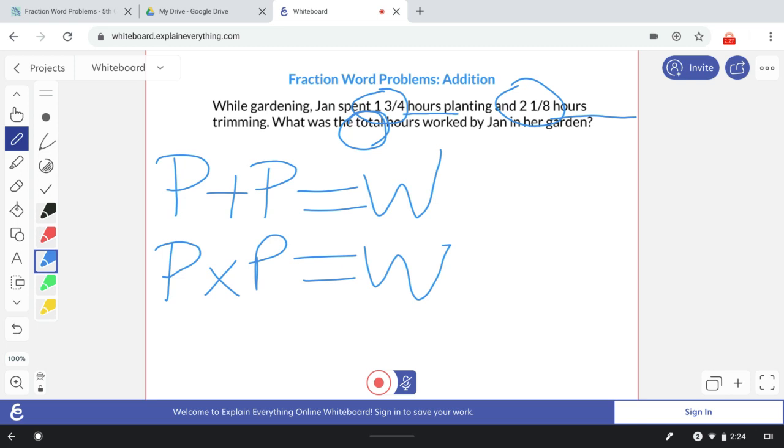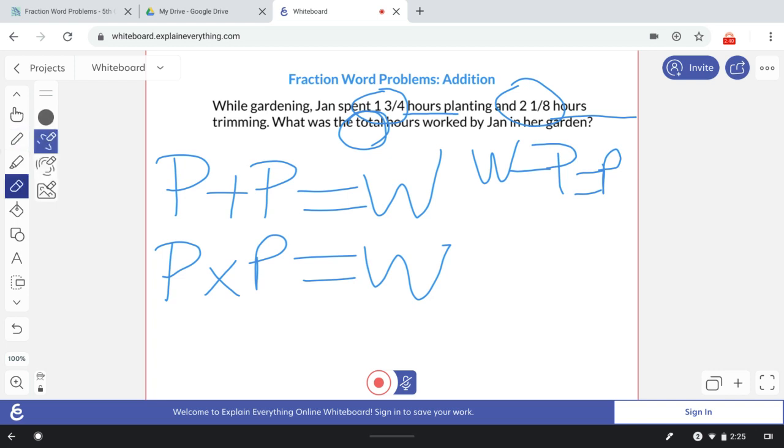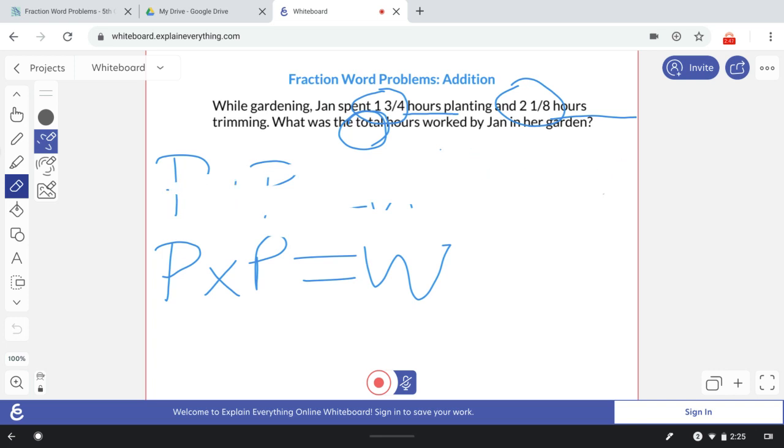In the same regard, if I have the whole and I have one of the parts and I need to find the other part, it's whole minus a part equals a part as well. So now that I have that in the back of my mind, I suggest you keep that as a go-to reminder. Now I'm going to use that to actually solve my problem.